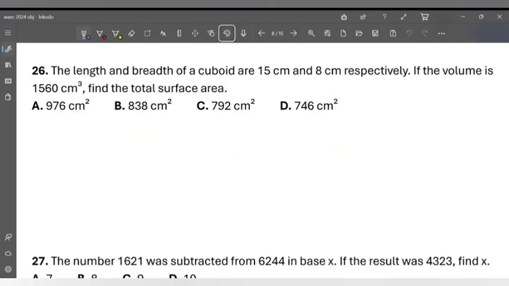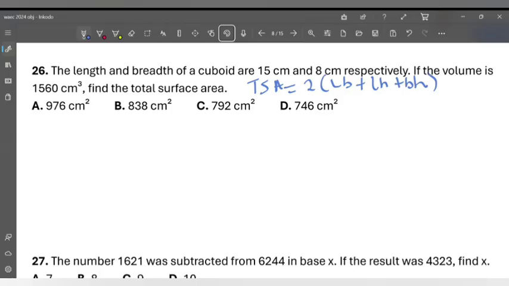Welcome to question number 26. It says that the length and breadth of a cuboid are 15 centimeters and 8 centimeters respectively. Now, if the volume is 1,560 centimeters cubed, find the total surface area. Now, what is the formula for total surface area? I know that the total surface area of a cuboid is equal to 2 into length times breadth plus length times height plus breadth times height.